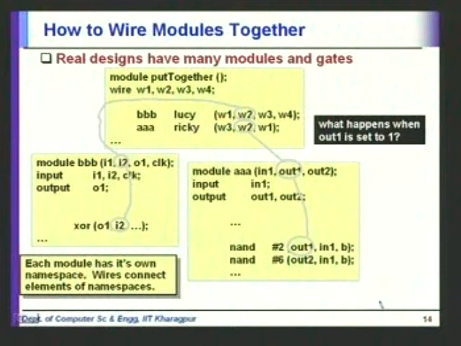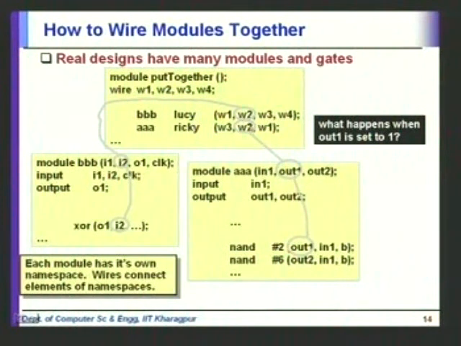Now who is setting out to 1? There is only one driver for every signal. You cannot have more than one driver for a signal, unless of course there are tri-state buffers in between. So the one which is driving the signal is out1, this NAND gate. Now when the output of this NAND gate changes, then that being an output of the module AAA, this output will change. This output is instantiated as W2 in this top module. So this out1 is actually W2 here.